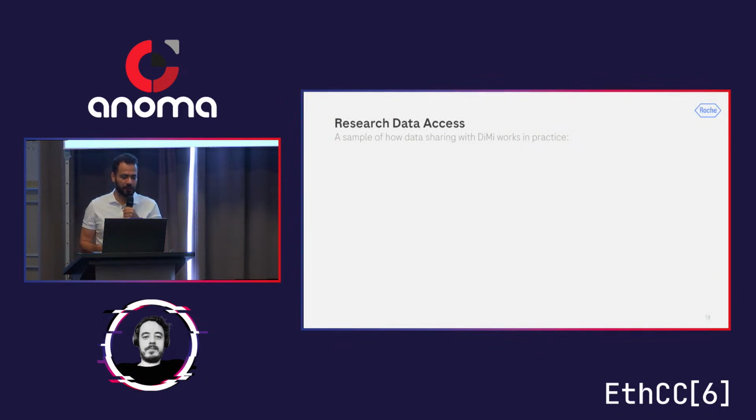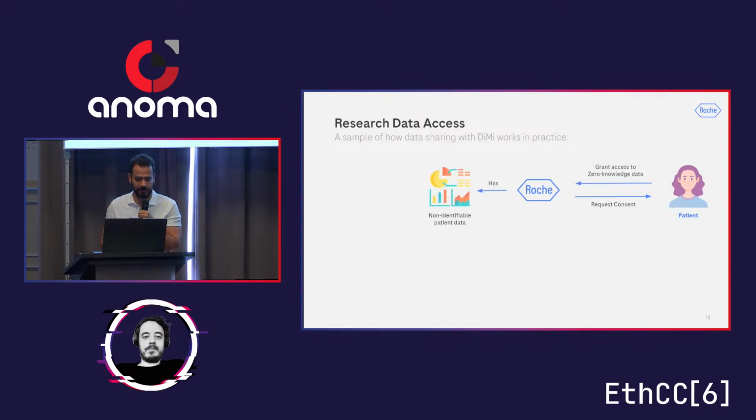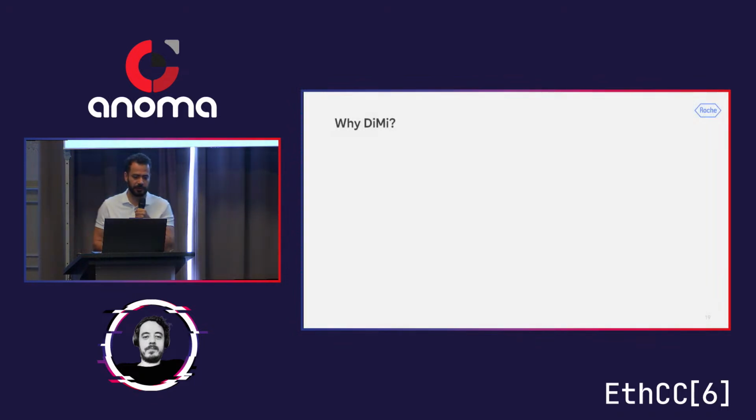So how does DIMI work in practice? You request consent, they grant you zero knowledge proof, then you have non-identifiable patient data, and then our scientists can do all kinds of studies they want on that.